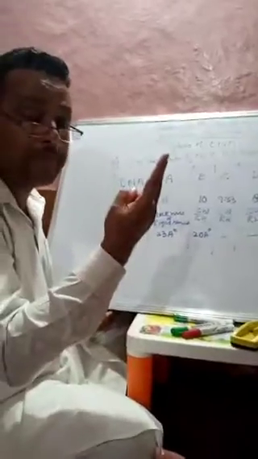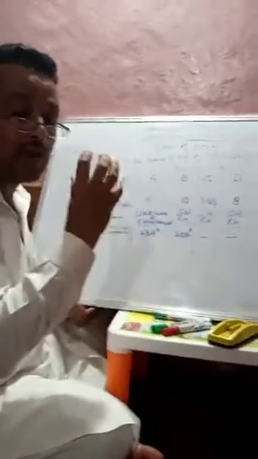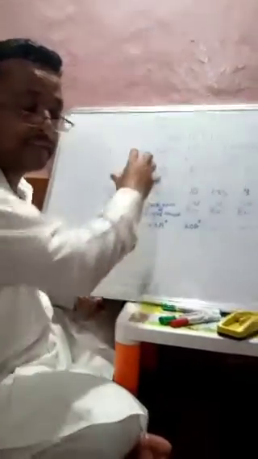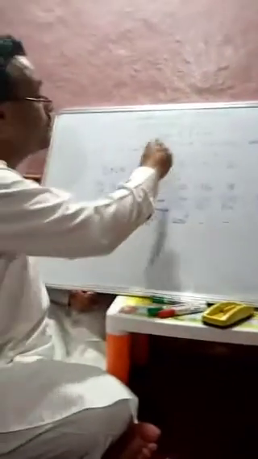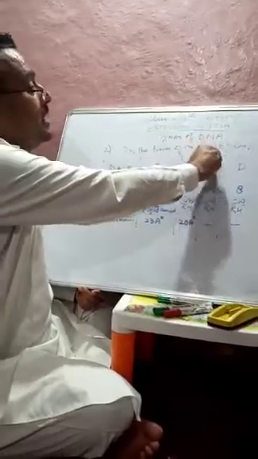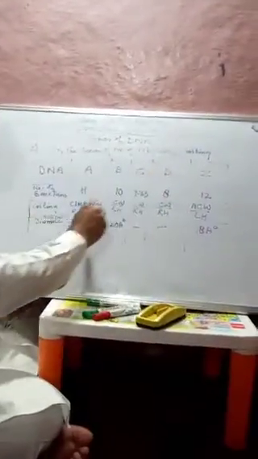On the basis of functions, we have two types of DNA: first is tropic, and second is genetic. And on the basis of number of base pairs, we have 5 types of DNA: A, B, C, D and Z.